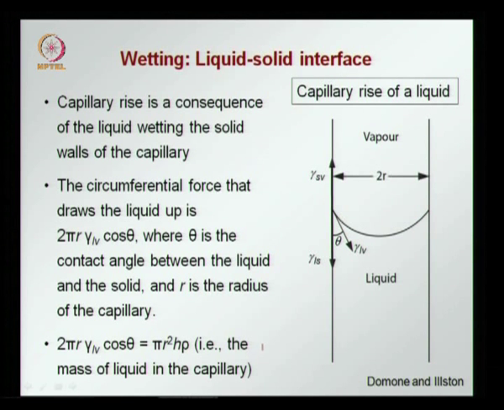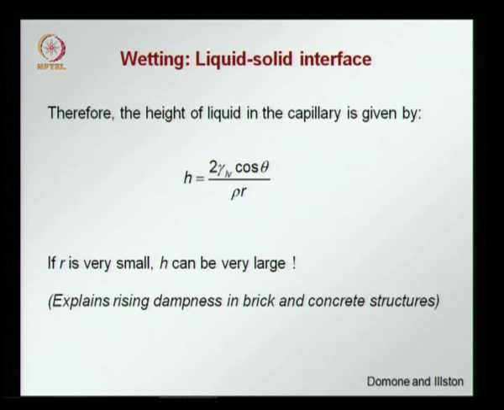This is balanced by the weight of this liquid given by pi r squared, which is the cross sectional area, h is the height and rho is the density. So this is the mass of the liquid that is balancing the circumferential force that the surface tension has created. Consequently we have this equation, h is the height of the rise of liquid in the capillary equal to 2 gamma LV cos theta by rho r.